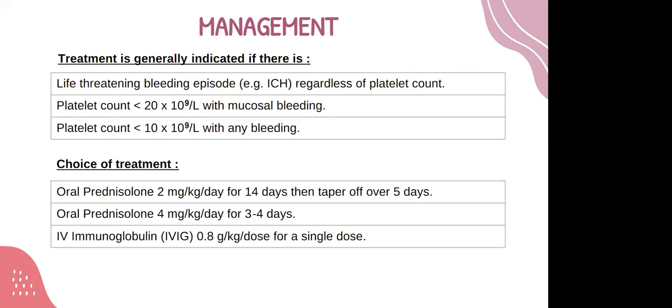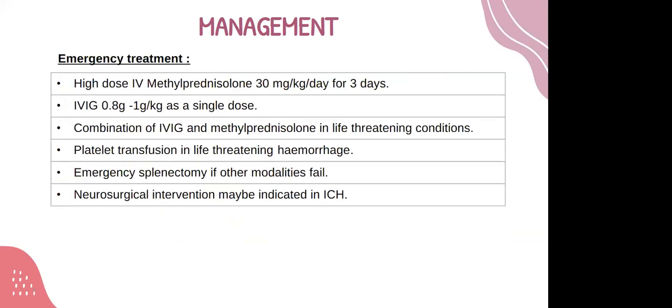So the choice of treatment is to give oral prednisolone or intravenous immunoglobulin for a single dose. Emergency treatment is usually indicated in intracranial hemorrhage patients. We give high-dose intravenous methylprednisolone and also intravenous immunoglobulin, a combination of intravenous immunoglobulin and methylprednisolone in a life-threatening condition.